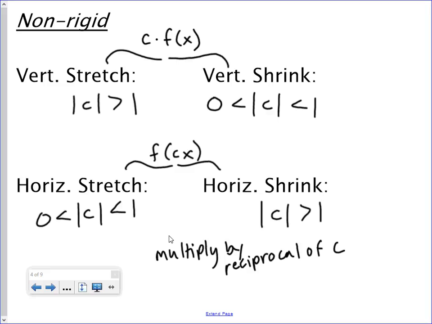So where C might look like 3 in a horizontal shrink, you're really multiplying all your x's by a factor of 1/3. Hopefully you came up with similar conclusions on the Desmos activity, either on your own, what you knew from Algebra 2, or if you checked the pre-calculus textbook.